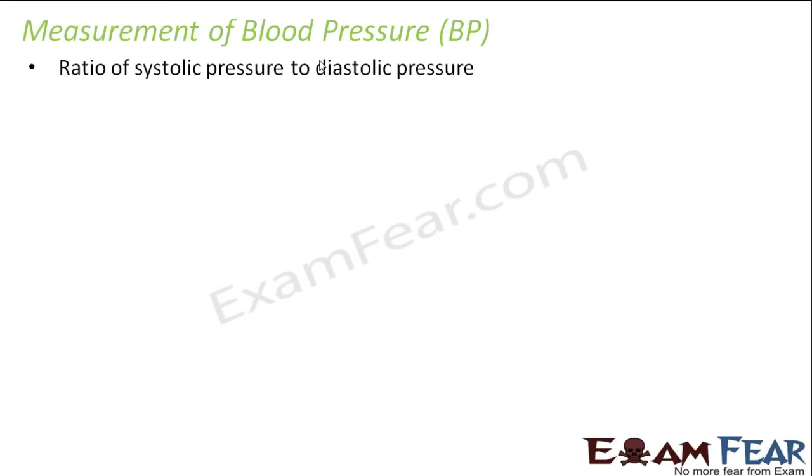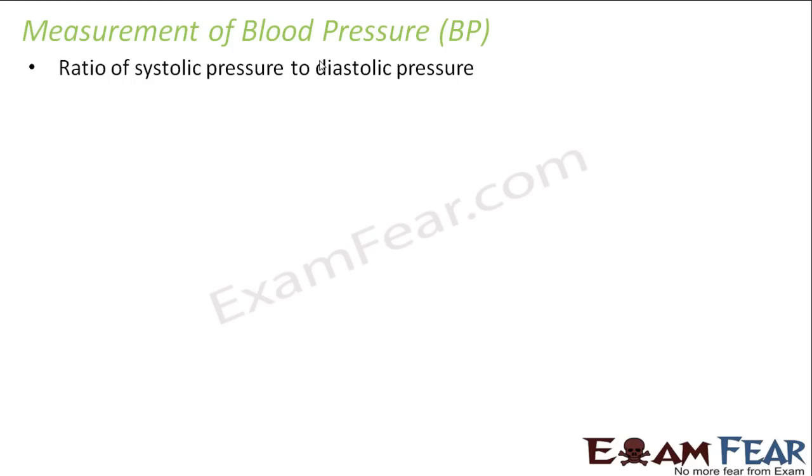So blood pressure is nothing but the ratio of the systolic pressure to the diastolic pressure. That means this systole and diastole which we were talking about. So the ventricular systole by the ventricular diastole. So the pressure is measured at the systole condition, and then the pressure is also measured at the diastole condition, and the ratio of these two gives the blood pressure.